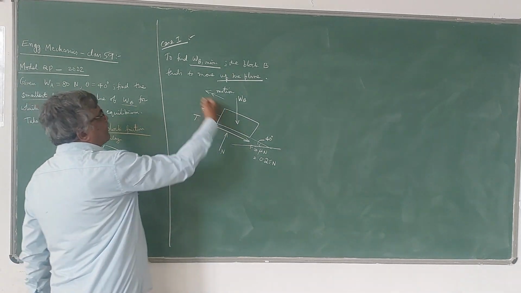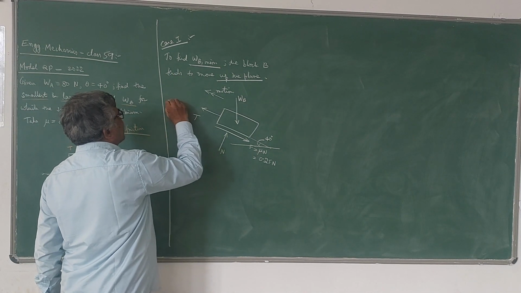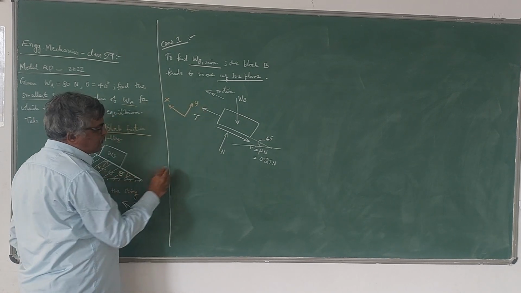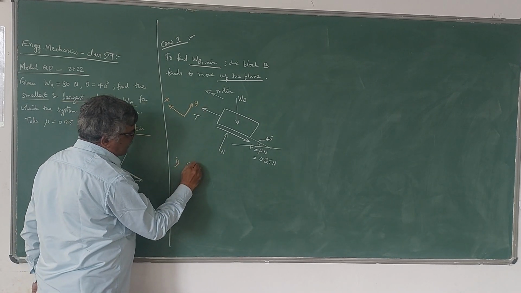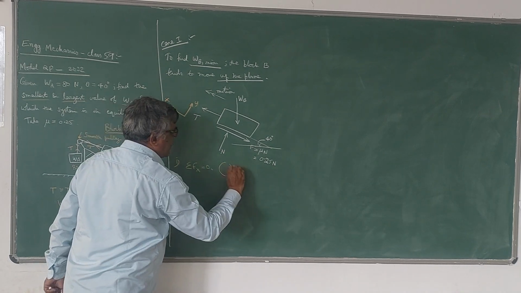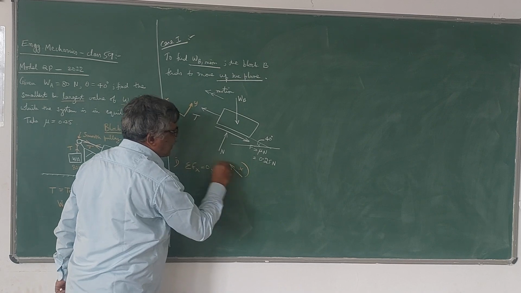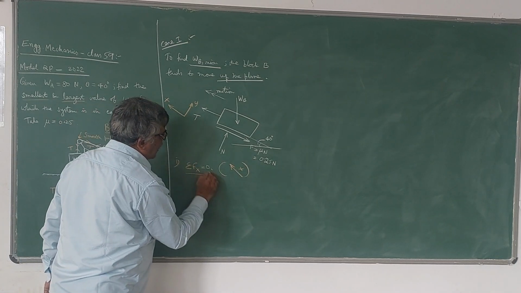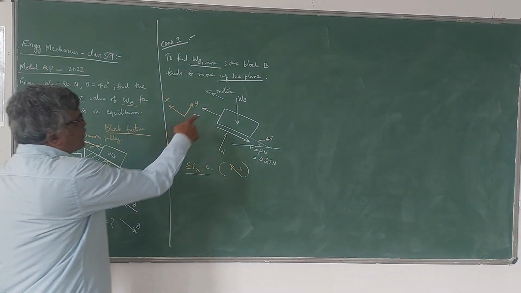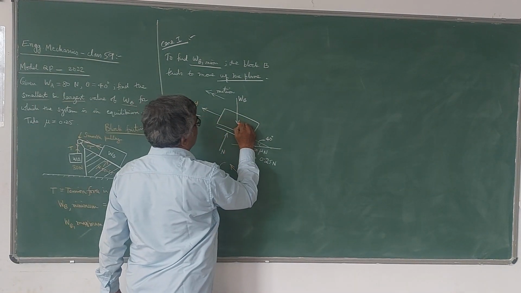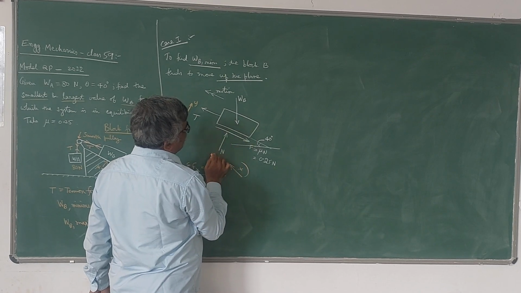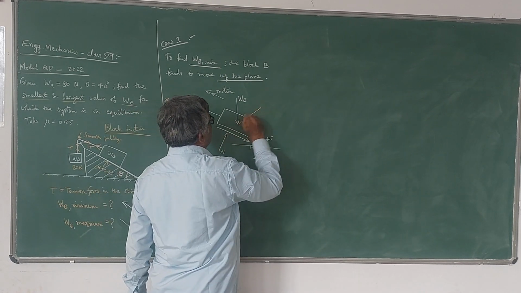Now, since I have taken the direction of motion like this, I will take the x direction parallel to the plane and the y direction perpendicular to the plane. Let me apply the equations of equilibrium. Sigma Fx equals 0. I will take forces acting in the positive direction of the x-axis as positive, and the opposite direction as negative. So for that, I have resolved this WB into two components, one parallel to the plane and another perpendicular to the plane. It will be like this.